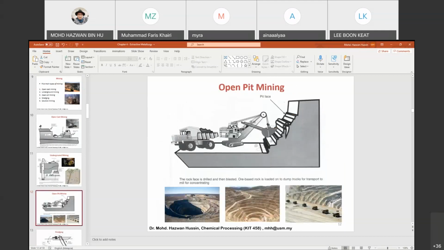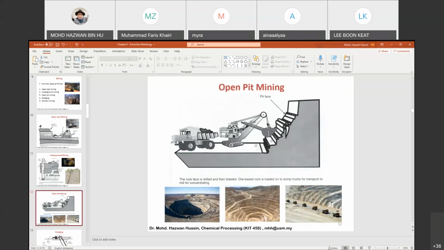Open pit mining is another technique, almost the same as open cast mining, where in this method the rock face is drilled and then blasted. The ore-based rock is loaded onto the dump truck for transport for the concentrating process. So you will see that over here, it forms like a pit.